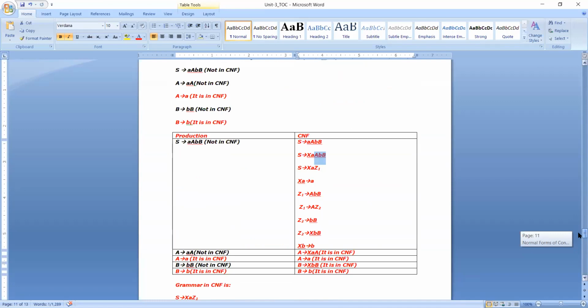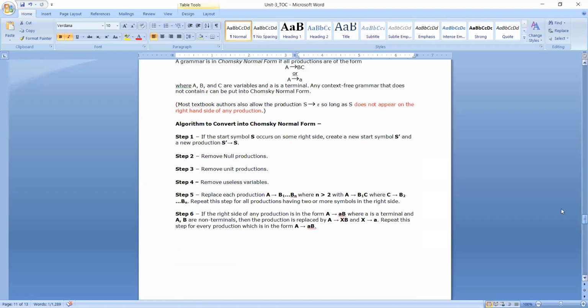Now, before you convert the grammar into the corresponding CNF form, first of all, you need to simplify the grammar. As part of the simplification, we need to go for removing the null productions, we need to go for removing the unit productions, and we need to go for the removal of useless symbols. So I will discuss all these steps in the next class, and I will tell you about the first step also in the next class.